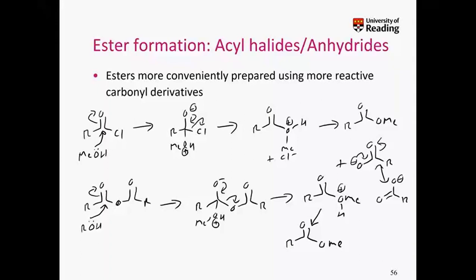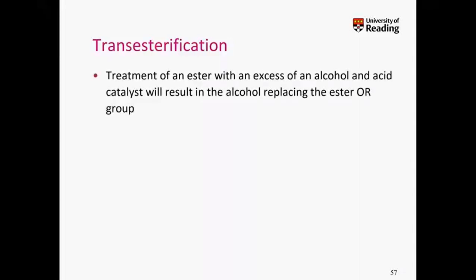Now, if we've made an ester, that is very similar to a carboxylic acid, and so that can also be attacked by another molecule of alcohol. So if you take an ester and you take an excess of some alcohol with an acid catalyst, the result will be that you will replace the OR group in the ester with the OR group in the alcohol. So if we take an example of that, okay, so we have our ester to start with. Let's use a methyl ester.